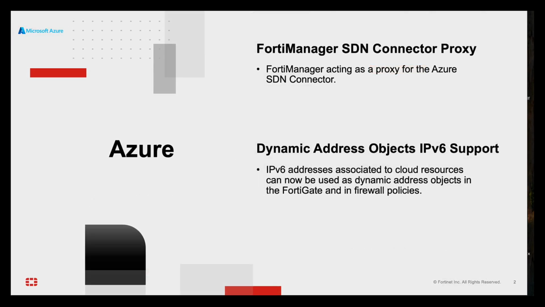FortiManager SDN connector proxy. FortiManager, acting as a proxy for the Azure SDN connector, now allows the SDN connector within the FortiGate to proxy requests through the FortiManager. Dynamic address objects support IPv6. IPv6 addresses associated to cloud resources can now be used as dynamic address objects in the FortiGate and in firewall policies.